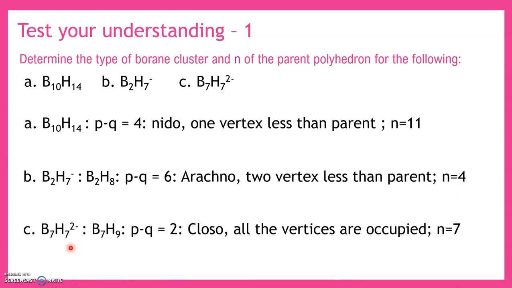Next one is B7H7 2 minus. So make it into a neutral borane B7H9. So the difference becomes 2 here between 7 and 9. So this refers to closoborane, where all the vertices are occupied. Since all the vertices are occupied, 7 is the number of corners in the parent polyhedron. I hope you understand this.